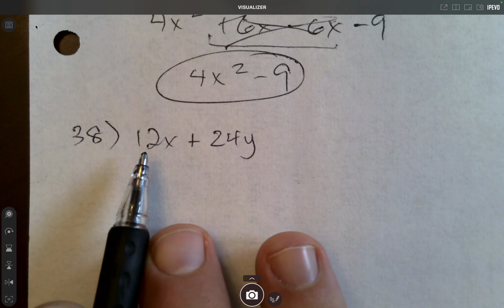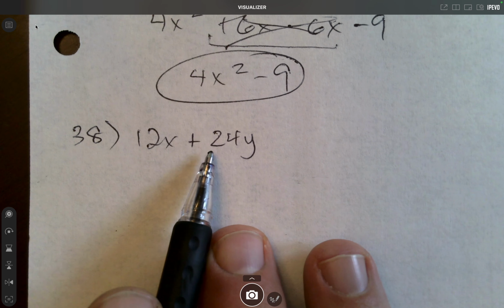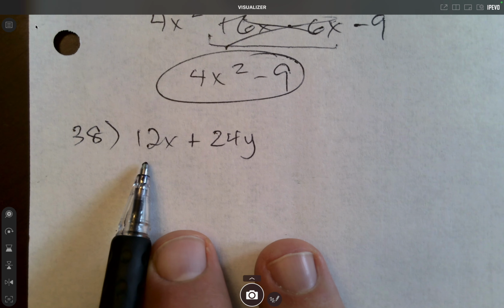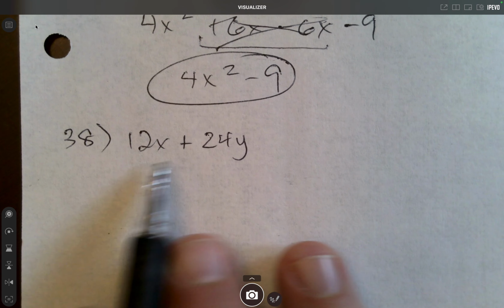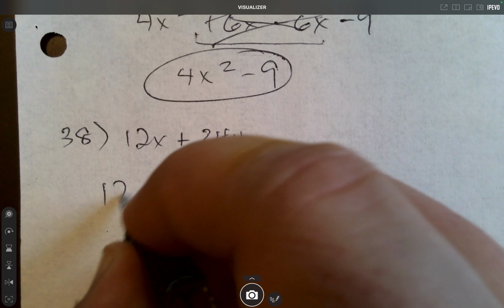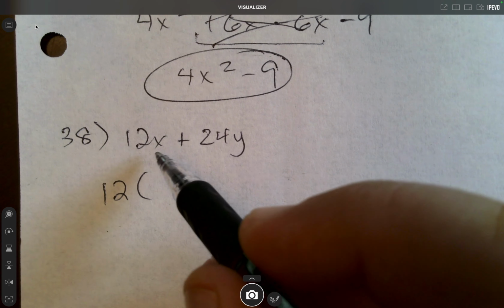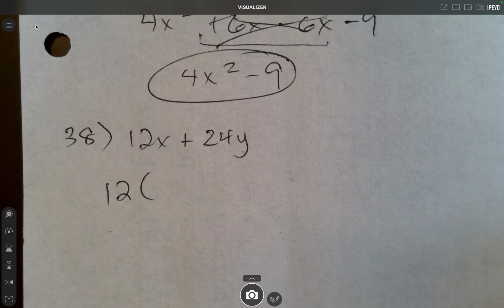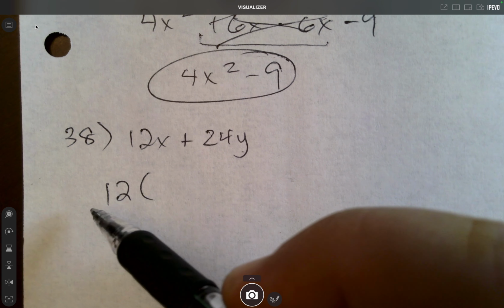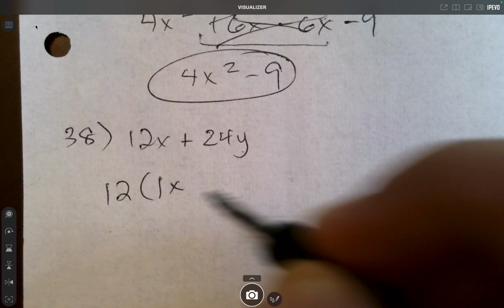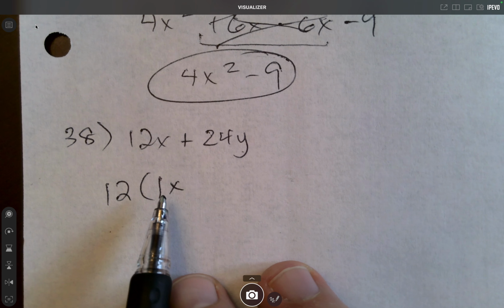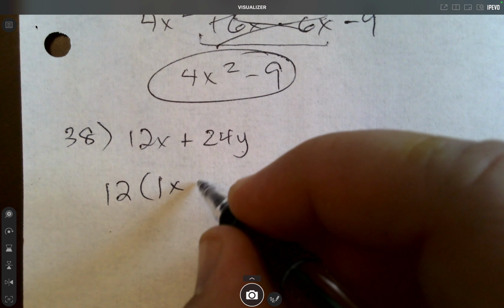So if you look, we got to figure out what number can go evenly into both of these, and what's the biggest number that can go evenly into both of these, and that would be 12 in this case. Now there are no variables they have in common, so we'll leave that just as it is. So 12 divided by 12 is 1, so we have 1x. And you don't have to put the 1, but it's fine if you do. 24 divided by 12 is 2, and we have to leave the y because we did not pull out any variables.